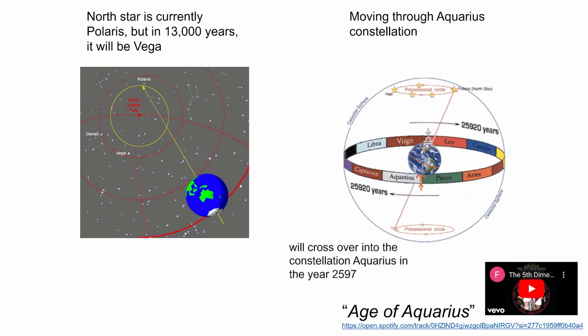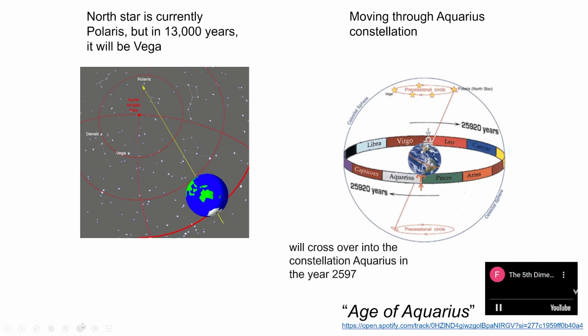And so right now we are in the constellation Pisces. That's what we're pointed towards, and we're about to move into the constellation Aquarius. Well, about to, meaning in the year 2597. But what I put up there is this old song, which I think is from the 60s or something. And it's called The Age of Aquarius, and it's about moving into the future and stuff. So you can take a listen to that on your own.